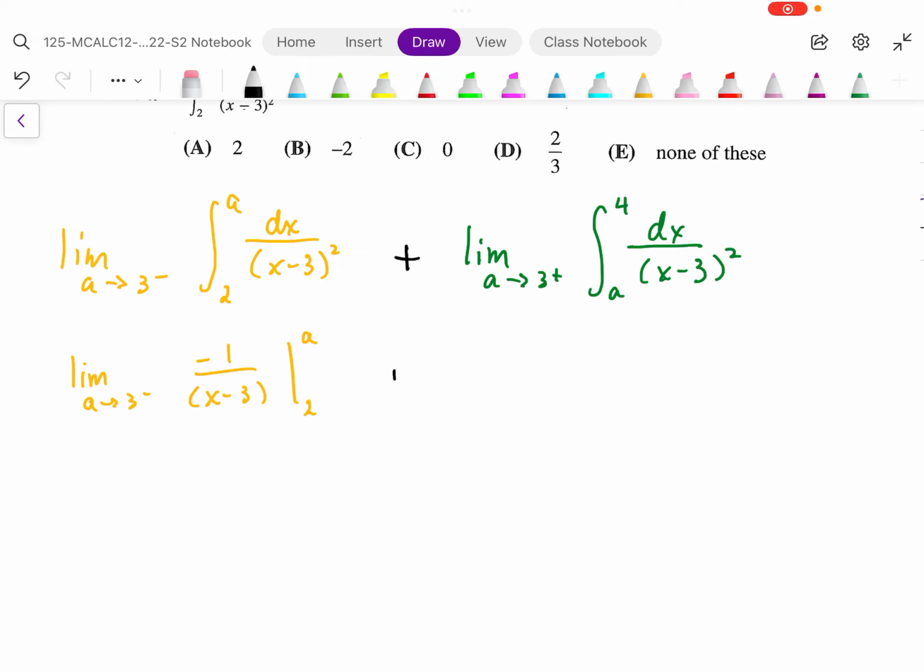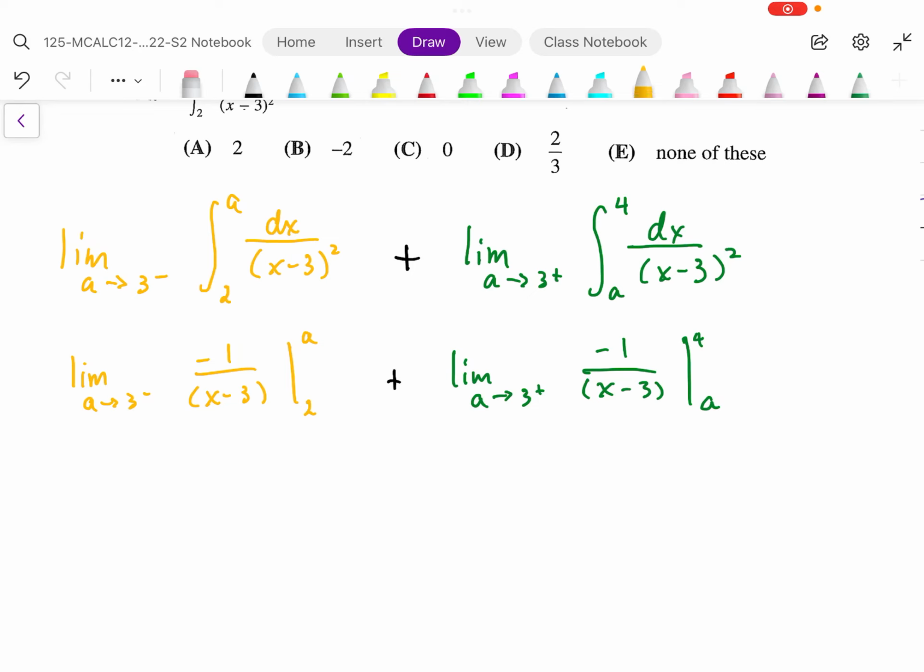Plus, again, for this side here, we're going to end up with the exact same integral because it's the exact same expression. But I'm going to write this as a limit as a goes to 3 from the positive side in this case. And I'm going to have different bounds, but the integral will still be the same. It'll be negative 1 over (x minus 3) to the power 1. My bounds are going to be from a to 4, or 3 to 4, basically.